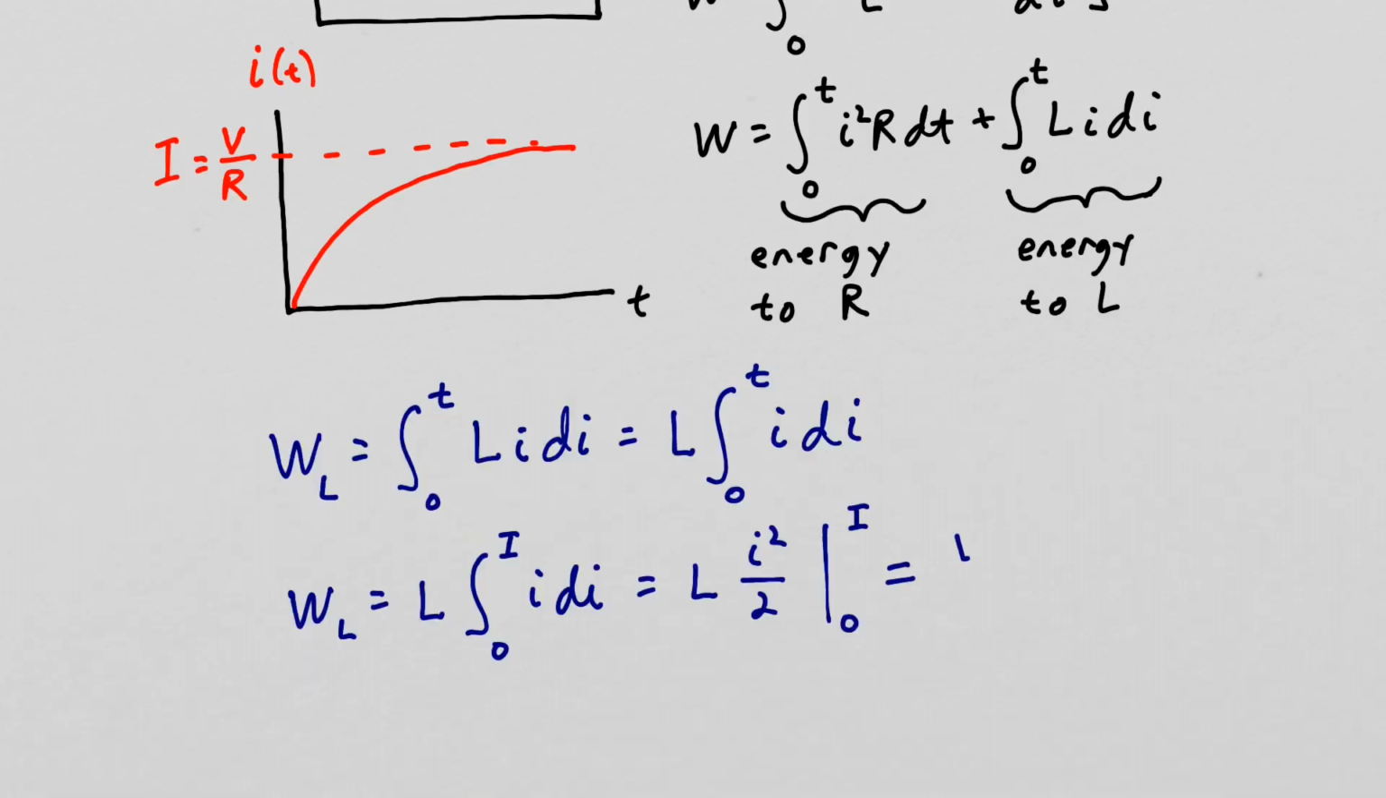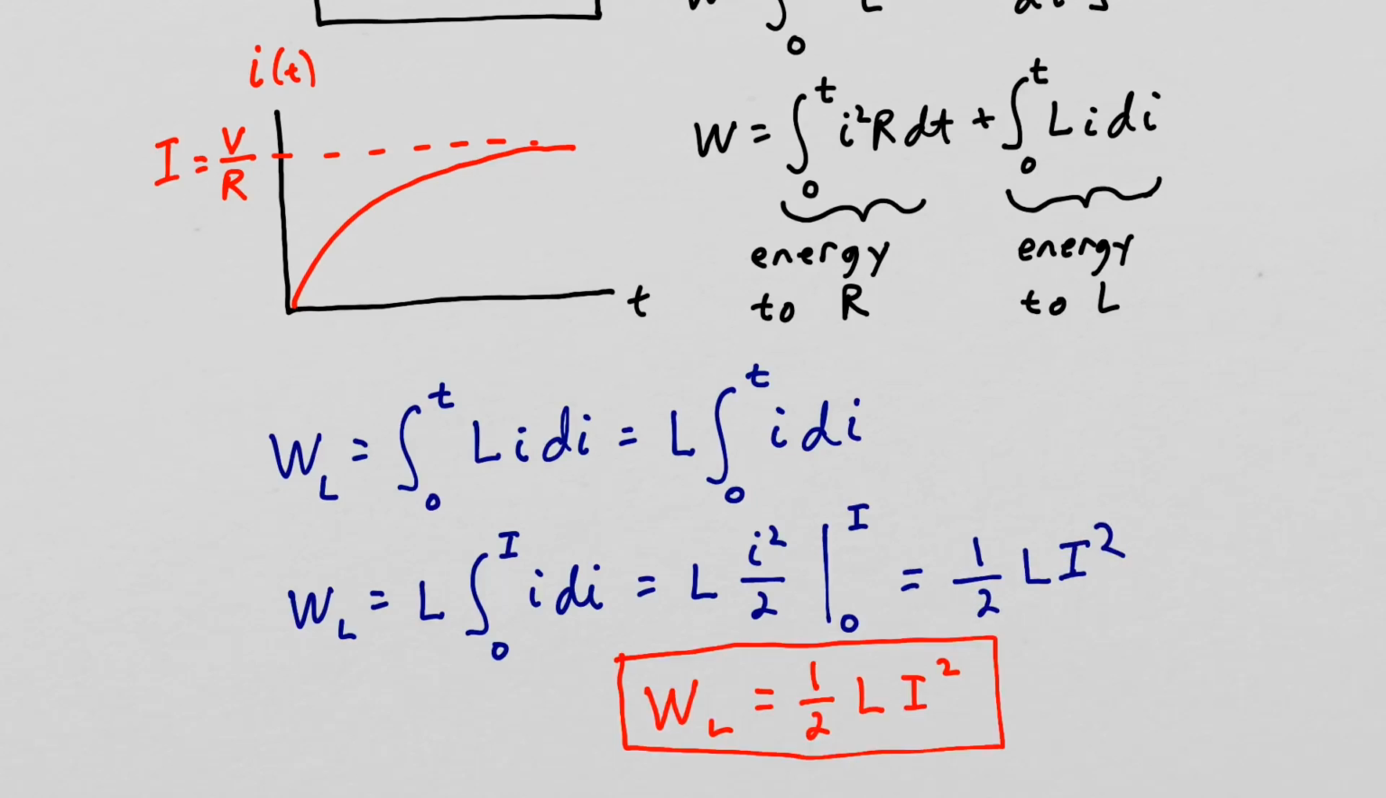So if we have a current I flowing in our inductor, the energy stored in the inductor is 1/2 L I squared. And we will now see that that energy is stored in the magnetic fields inside the inductor.